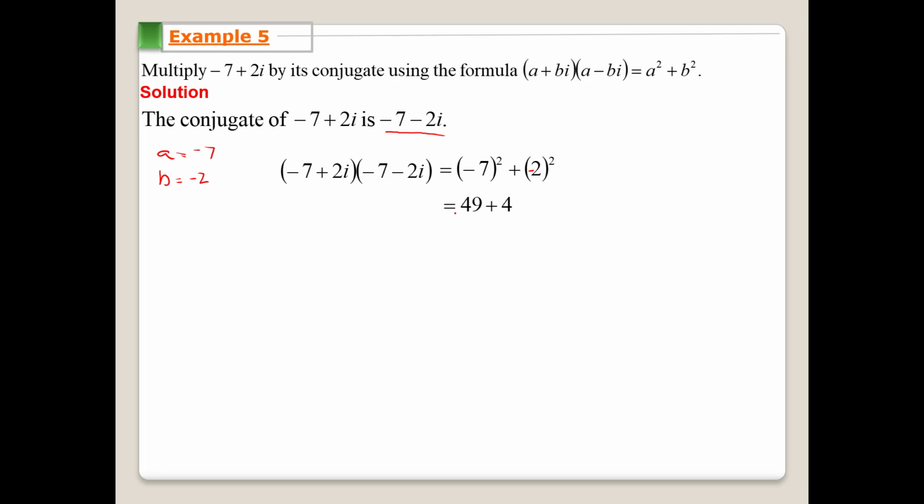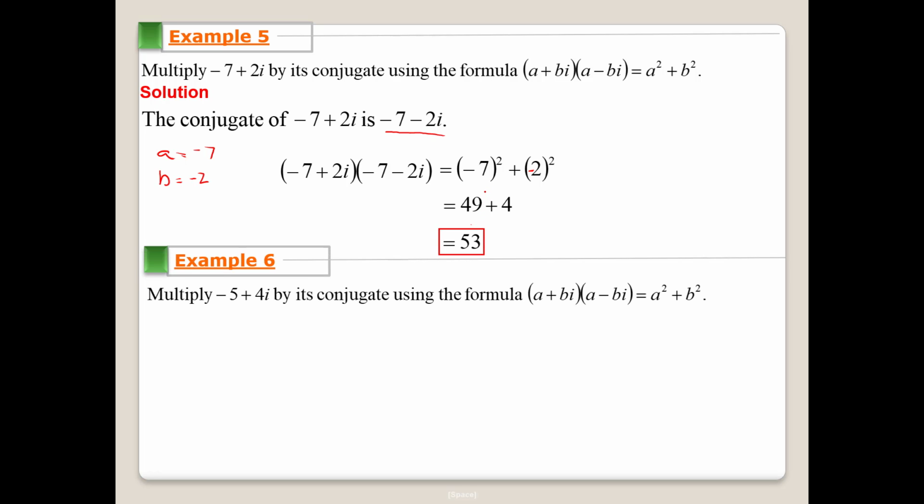So negative 7 squared is 49, plus negative 2 squared is 4. Then we just combine them, and we should get 53. All right, let's do another example.